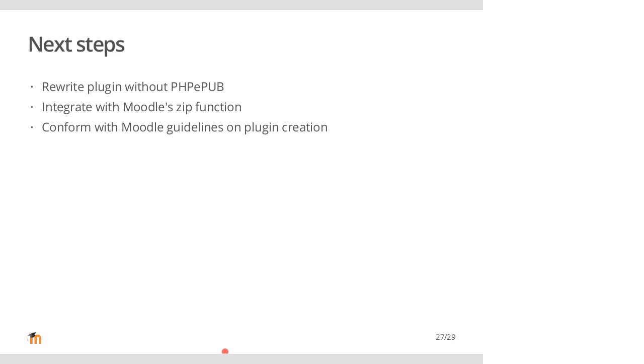You know, there's no Franken-style formatting, I don't think, used, and there'll be other rules that it's likely to break, because why should they? This is a standalone PHP class. I think it also needs to be not dependent on the external zip class. We should use Moodle's existing zip function, and as I said before, just conform with Moodle guidelines on plugin creation.